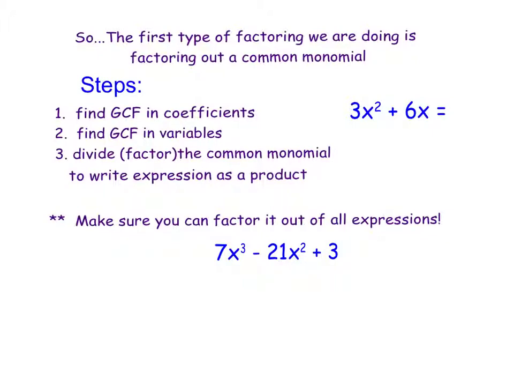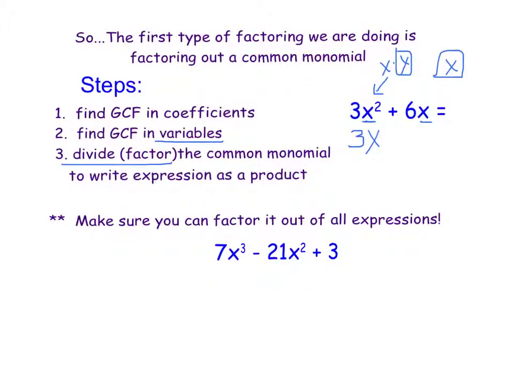So as I said, there are many different types of factoring. This first factoring is just factoring out a common monomial, and we'll practice that today. The steps: first find the greatest common factor in the coefficients. Look at the numbers. If I have 3x squared and 6x, the greatest number they both have in common is 3. Then I'm going to look at the variables, x squared and x. If I had an x times an x, which is x squared, and an x, they have one x in common, so I can factor out an x.